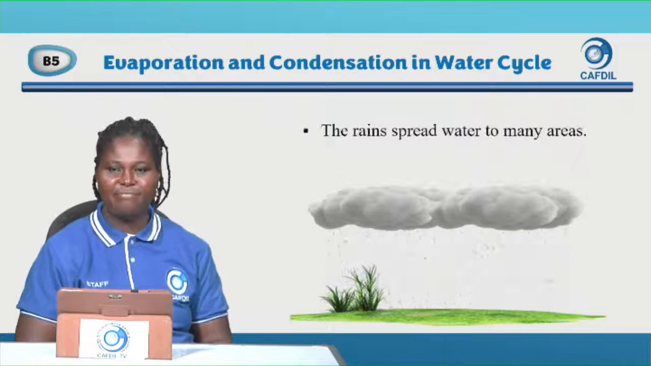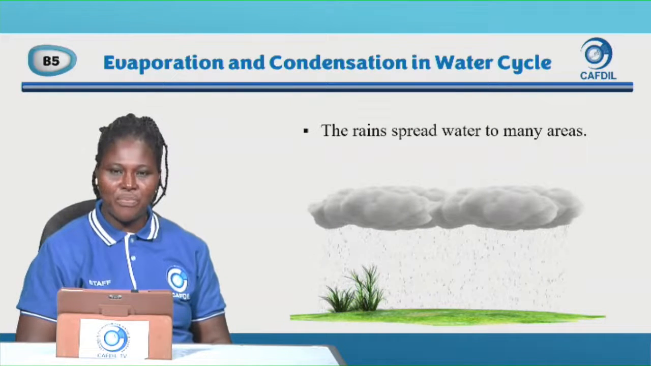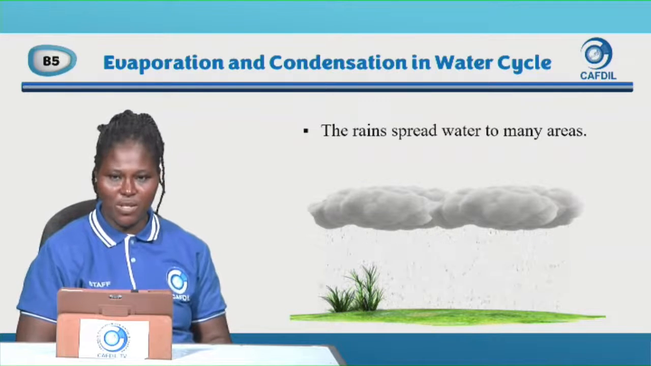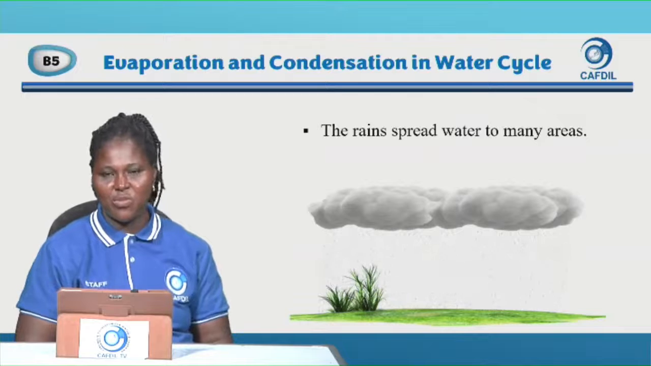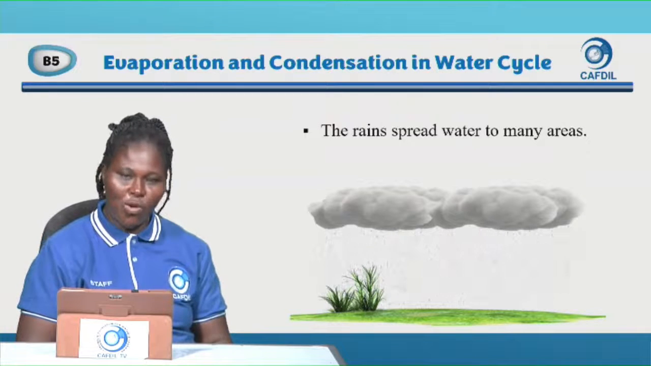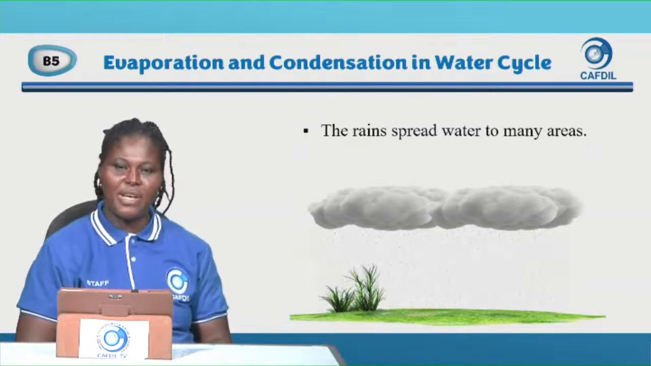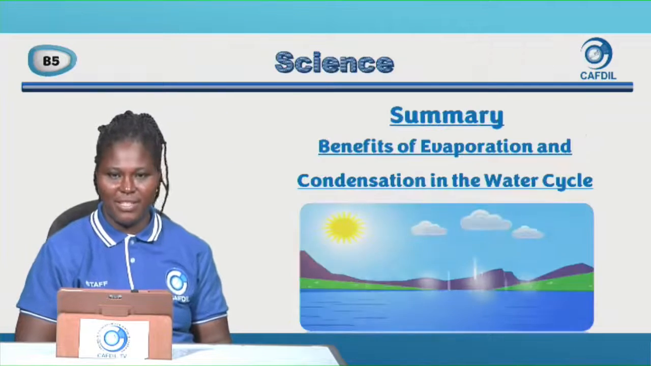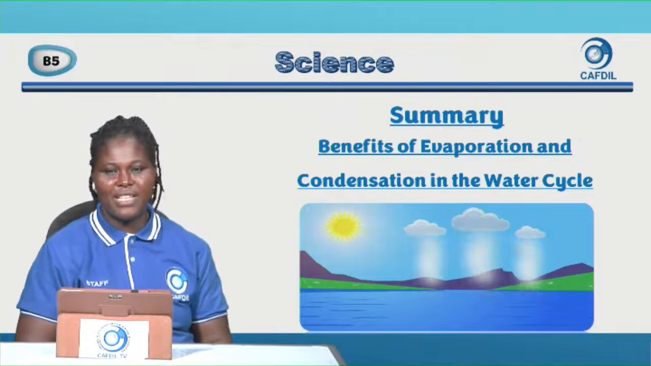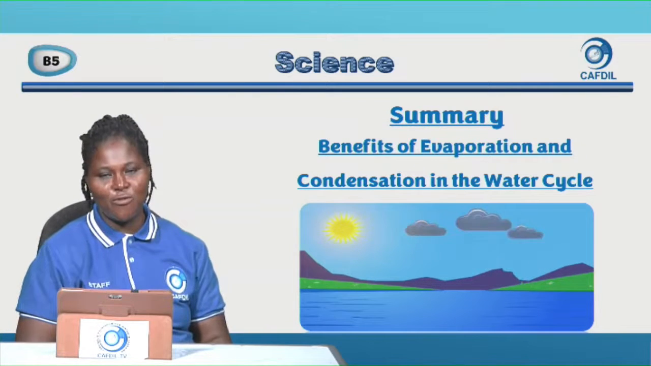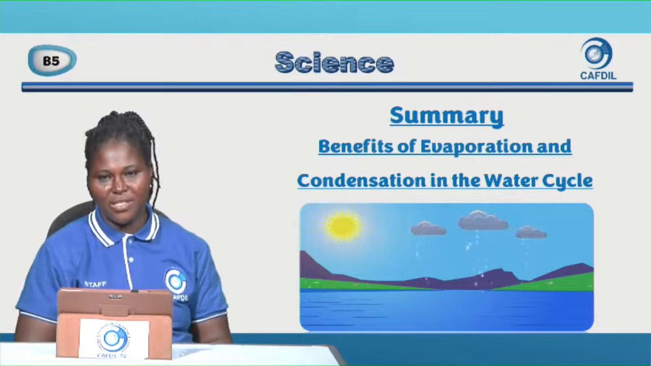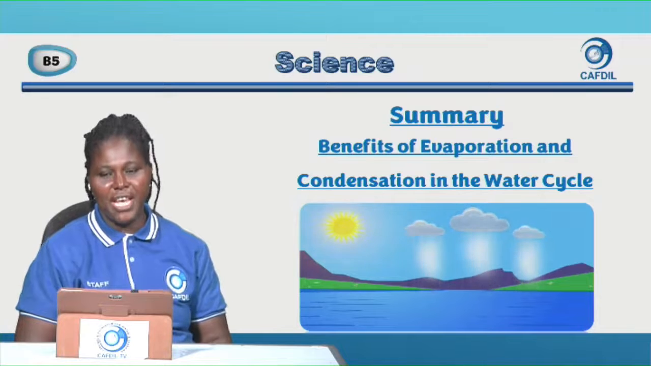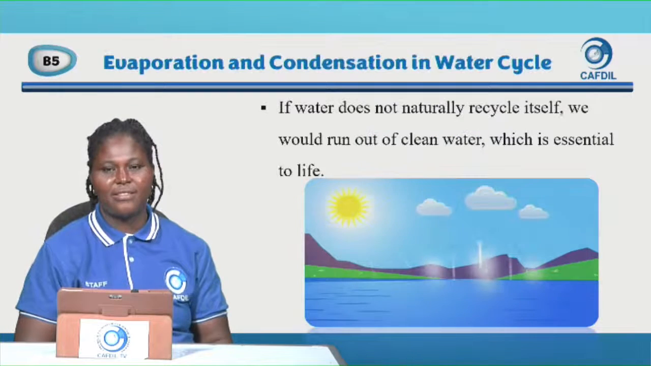So you see, the rains spread water to many areas, and we get water to wash our clothes, to drink, plants get it to prepare their food, and so many other uses. Now, the summary of our lesson for today on benefits of evaporation and condensation in the water cycle.